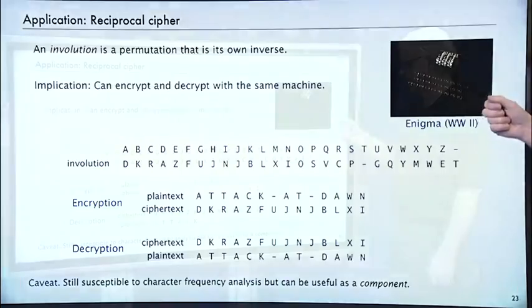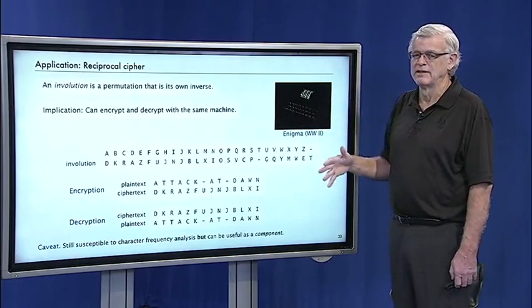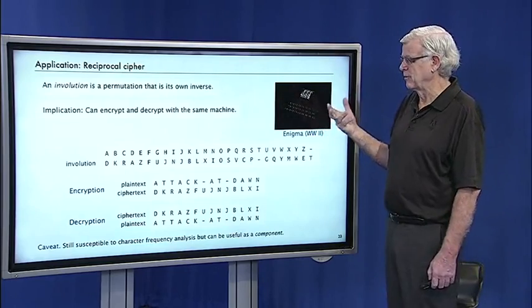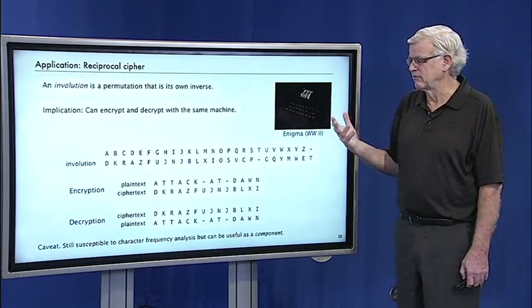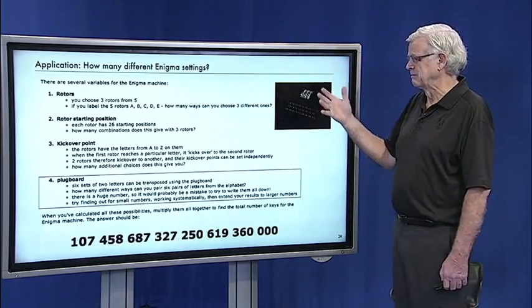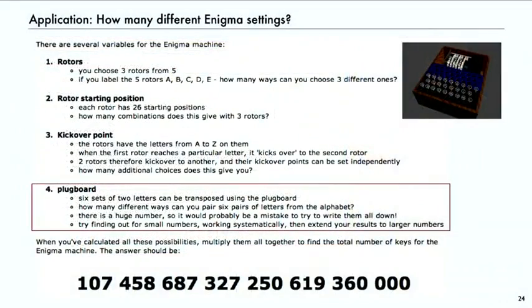and again, it's still susceptible to the character frequency attack, but it's proven useful as a component in a cipher machine because it can greatly multiply the number of possibilities that an eavesdropper has to consider, and that's how it was used in the Enigma. So, for example, if you want to know how many different Enigma settings you have to find, then you have to know something about enumerating involutions.